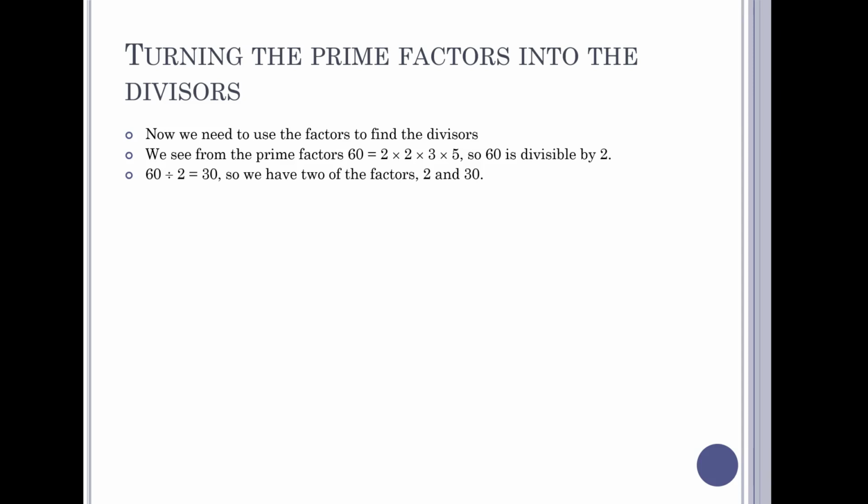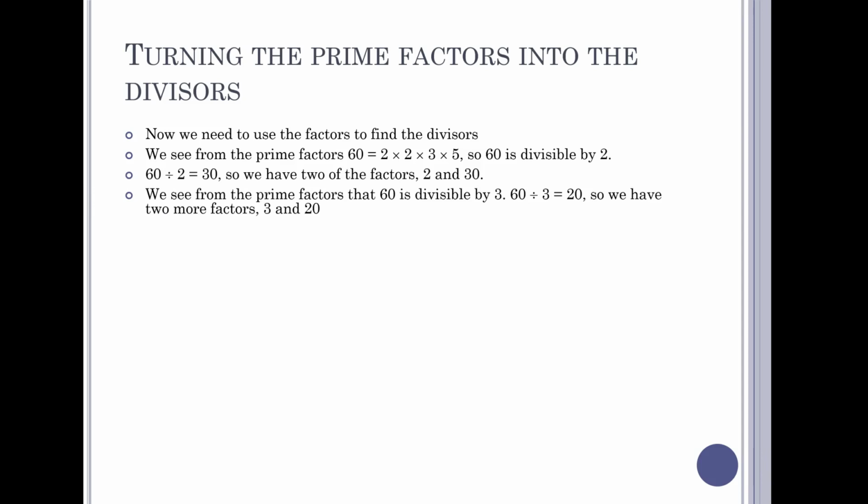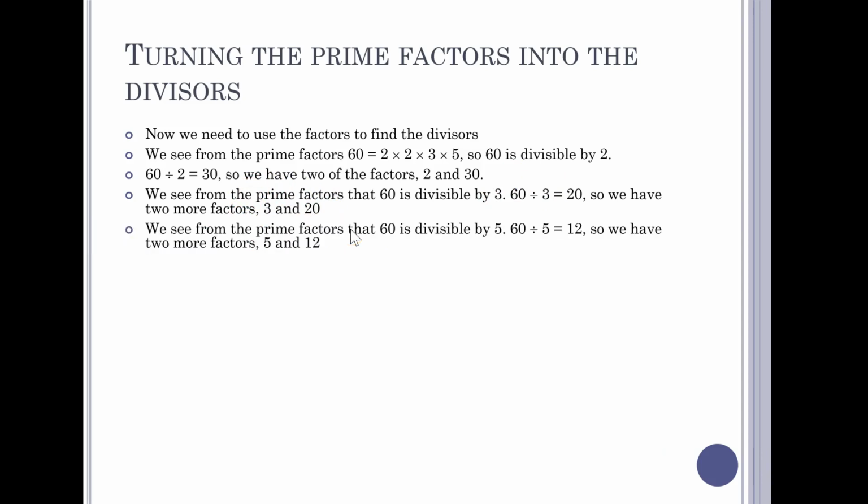Now look at your list of numbers there. We can also see that 60 is divisible by 3. That's another one of the numbers in our list. Now 60 divided by 3 is 20, so now we have 2 more factors, 3 and 20. And we know 60 is divisible by 5. So we divide it by 5 and get 12, and that gives us another 2 factors.